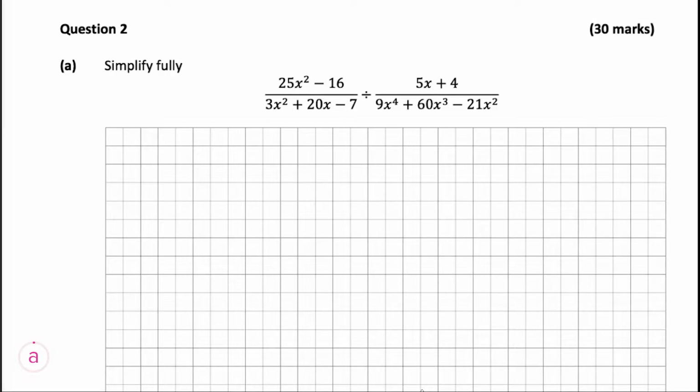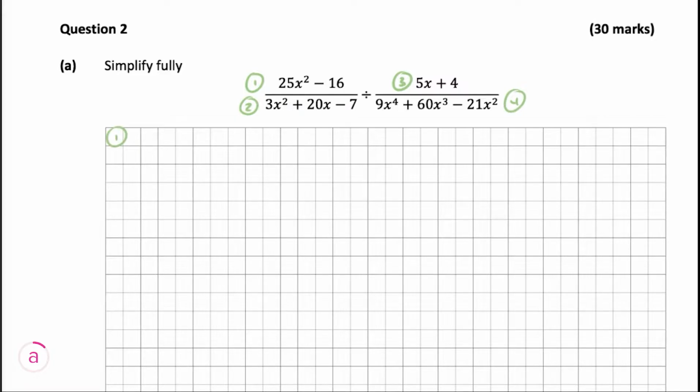Okay, so this is question 2 on the 2021 mock paper. So part A is asking us to simplify this quite complicated equation fully. Okay, so the first thing we're going to want to do is factorize each part of the fractions fully. So first we're going to label everything: 1, 2, 3, and 4.